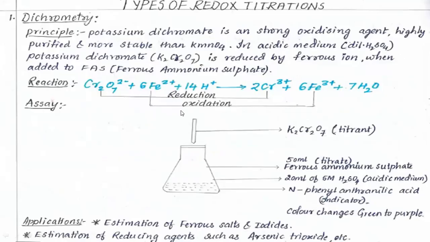Next one is dichrometry. Why is it called dichrometry? Because here we are using potassium dichromate. That's why we call this process dichrometry. Right? So what is the molecular formula of potassium dichromate? Potassium dichromate is K2Cr2O7, which consists of the dichromate ion, that is Cr2O7. Here we can see the dichromate ion.